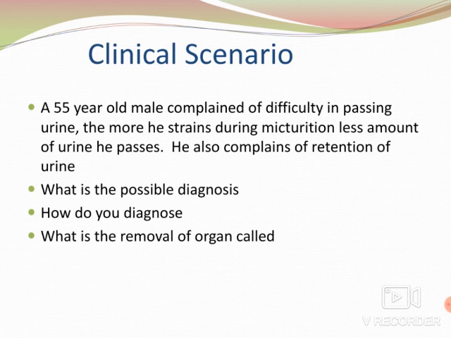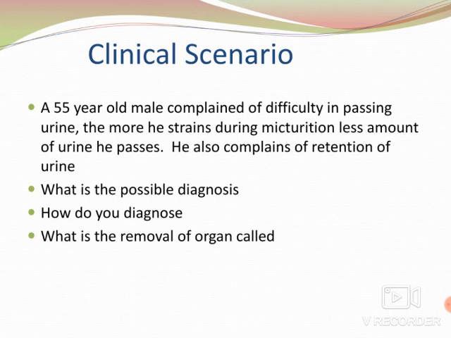Here is a case: a 55-year-old male complained of difficulty in passing urine. The more he strains during micturition, the less urine he passes. He also complains of retention of urine. What is the possible diagnosis? How do you diagnose this? What is the removal of the organ called?